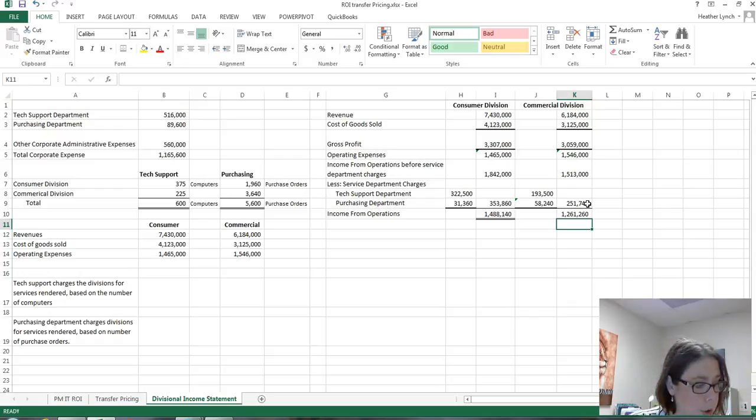Many corporations do this, schools do this, because each department has a certain amount of computers, and IT support does this. They allocate their services to each department. It's to help with budgetary expenses so we know how much we're spending. In this situation, how much was on consumer, how much was on commercial.